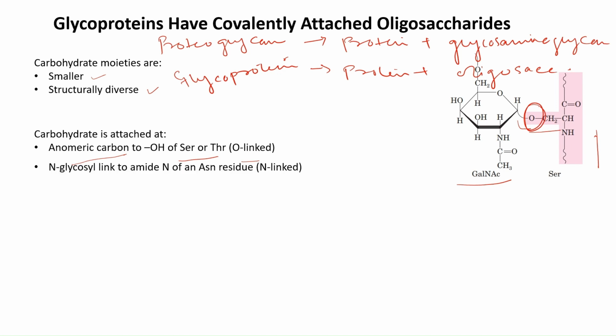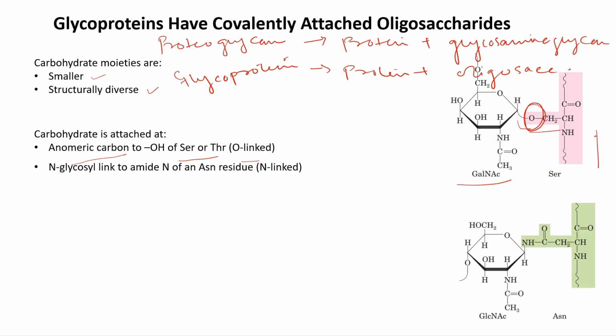Another is N-linked. What is N-linked? If you see the structure here, this is a carbohydrate. This is the asparagine residue. Now how is it linked? The amide N of the asparagine is linked with the carbohydrate. And what is this bond? N-linked glycosidic bond. So carbohydrate is attached with protein, either O-linked or N-linked. In O-linked, it is serine or threonine to which the carbohydrate is attached. If it is N-linked, it is asparagine to which the carbohydrate is attached.